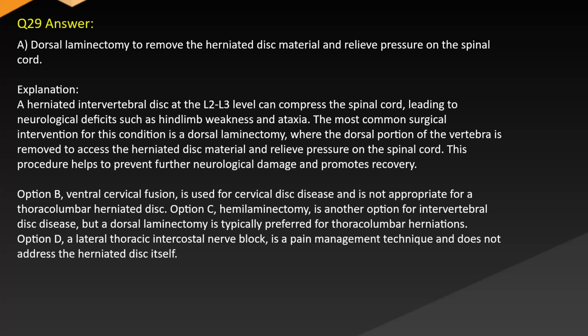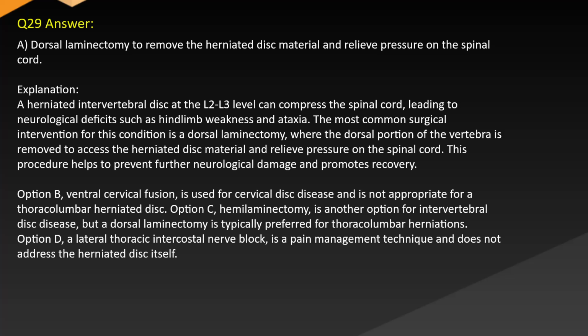Answer. A. Dorsal laminectomy to remove the herniated disc material and relieve pressure on the spinal cord. Explanation. A herniated intervertebral disc at the L1-L2 level could compress the spinal cord, leading to neurological deficits such as hind limb weakness and ataxia. The most common surgical intervention for this condition is the dorsal laminectomy, where the dorsal portion of the vertebra is removed to access the herniated disc material and relieve pressure on the spinal cord. This procedure helps to prevent further neurological damage and promotes recovery.